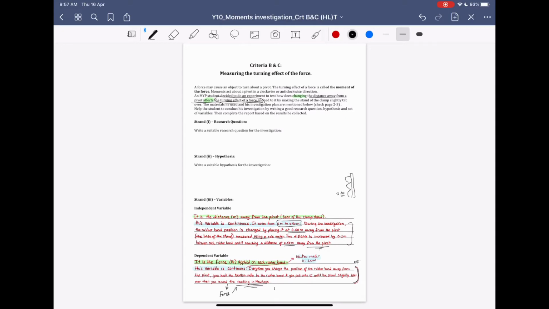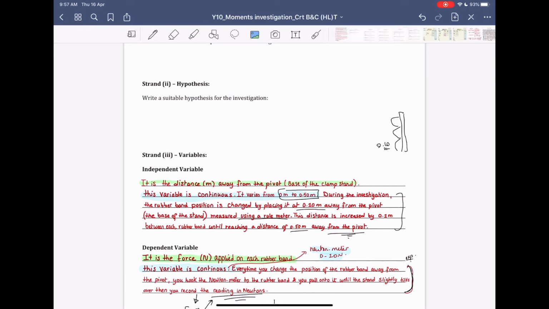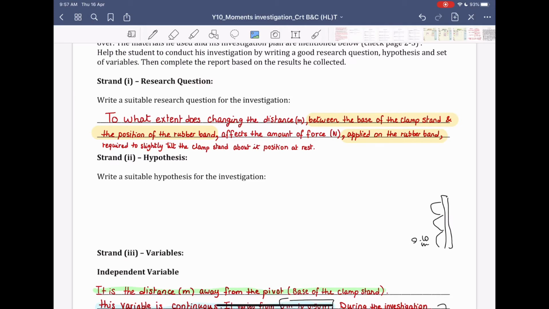Okay, so I'm just showing you how, no matter what your answer might be, you would always find a way to make it even better. That's for sure. Now I can write the research question and my hypothesis. So for my research question, it's to which extent does changing the IV affect the TV. Now if I want to be on a maximum level of 3, then you will say to what extent does changing the distance affect the amount of force.